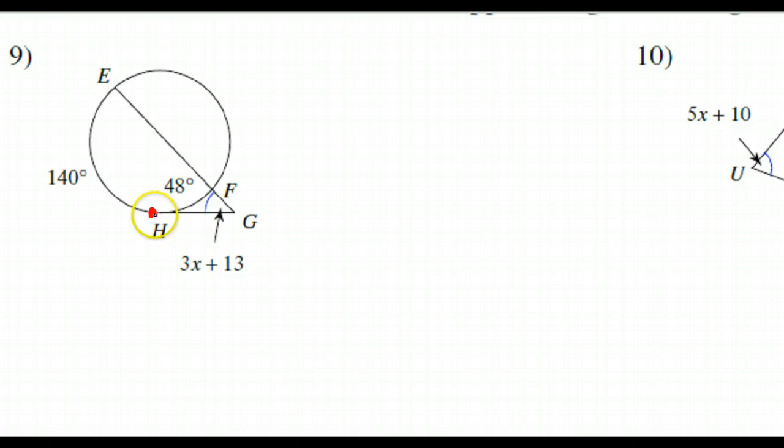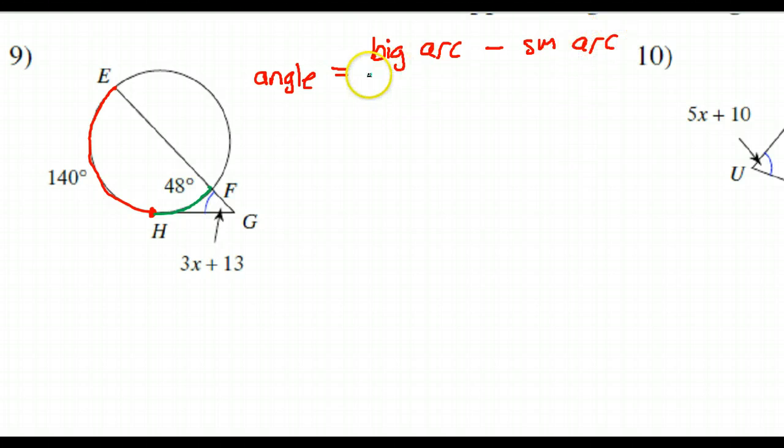There is the point of tangency right there. So we're still doing the same formula we've done for almost every problem on this paper. The majority of the problems were outside the circle, so we had to do big arc minus small arc. Okay, so I think I will go back to writing the formula in words again. We are doing this. Angle equals big arc minus small arc divided by 2.